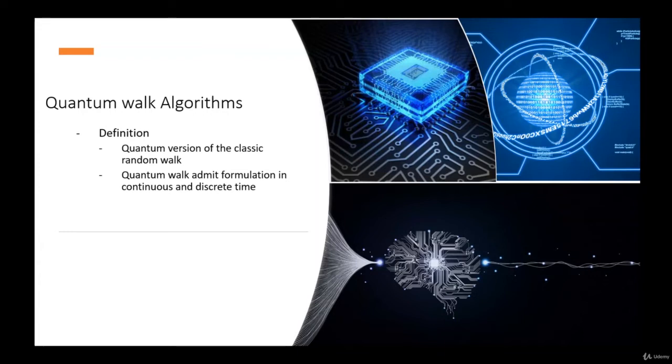In the quantum walk, the randomness can happen by the collapse of the wave functions, the quantum superposition of states, and the non-random reversible unitary evolution. Another thing is that the quantum walk admits formulation in continuous and discrete time.